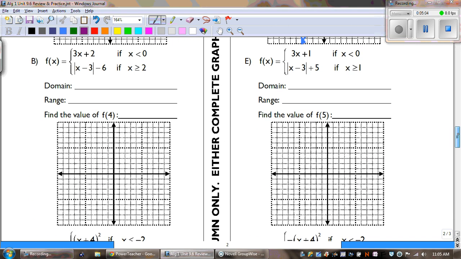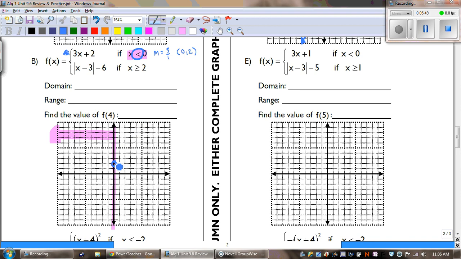Okay, let's move on to B. Our first equation, the 3x plus 2, is a linear equation. So we need our slope, which is 3 over 1, and our y-intercept is 0, 2. I need to pay attention to that because I want everything to the left. As I graph this, at 0, 2, that's one of my limits right there, and I need that to be open, because it's less than 0, not less than or equal.